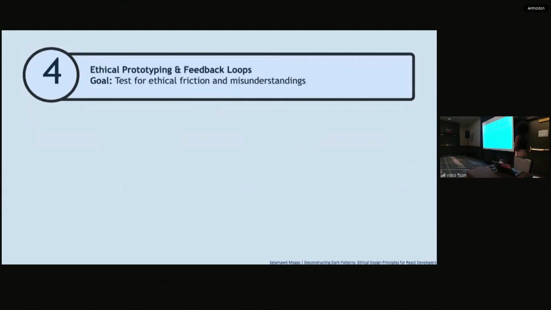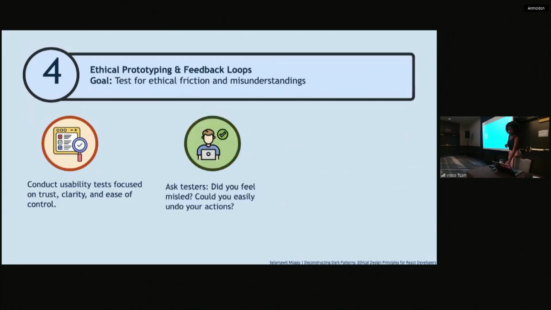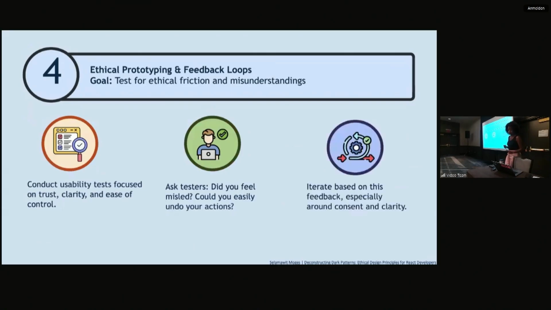Fourth, ethical prototyping and feedback. And the goal here is to test for ethical friction and misunderstanding. And how we can do that early, again, is conduct usability testing focused on trust, clarity, and ease of use. Second is asking testers, did you feel misled? Could you easily undo your actions, and things like that? And third, iterating based on this feedback, especially around consent and clarity.